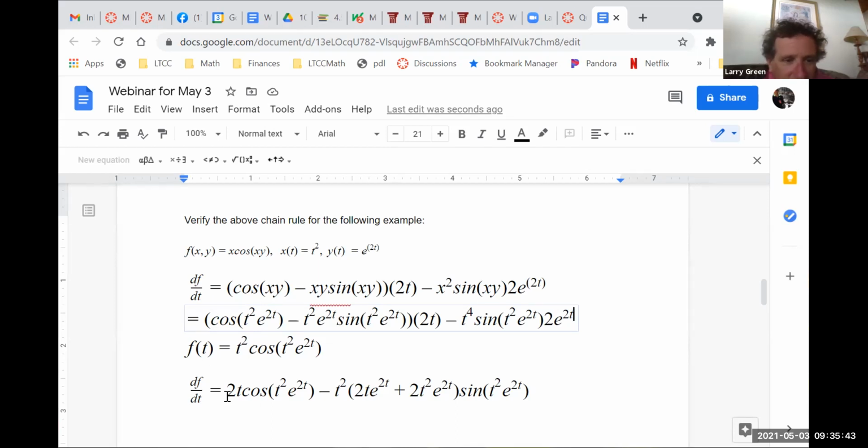Okay, so notice that this first term, 2t cosine t squared e to the 2t. Here's our 2t cosine t squared e to the 2t. So that matches. So far, so good. Then, if you kind of break this up, this gives you a 2t cubed e to the 2t times sine t squared e to the 2t with a minus. Well, here's a 2t times t squared, that's 2t cubed, that's good, times e to the 2t times sine t squared e to the 2t. So that matches.